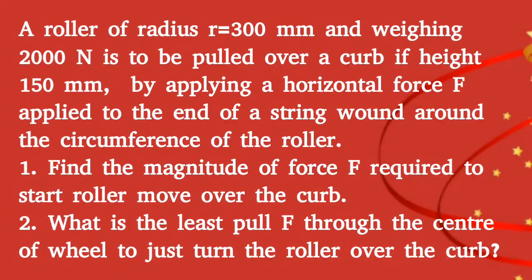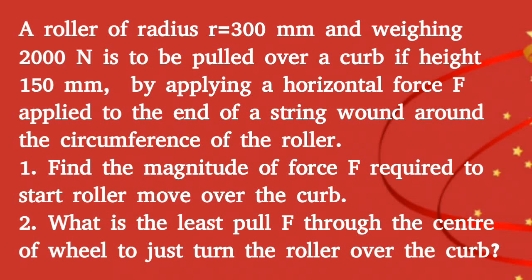Given question: a roller of radius r equal to 300 mm and weighing 2000 Newton is to be pulled over a curve of height 150 mm by applying a horizontal force F applied to the end of a string wound around the circumference of the roller. First, find the magnitude of force F required to start the roller move over the curve.